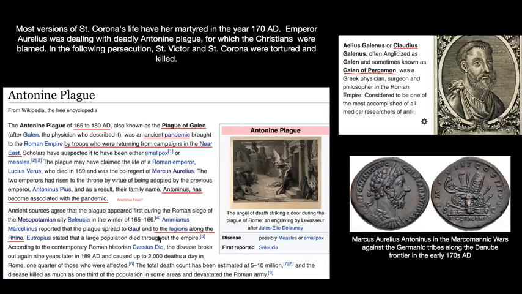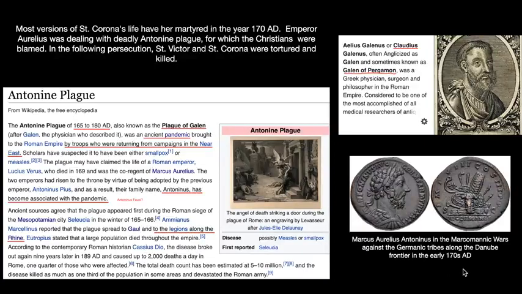It was legions along the Rhine, which is where Aachen Cathedral is. Here's Marcus Aurelius Antoninus in the Marcomannic Wars against the Germanic tribes along the Danube frontier in the early 170s AD.